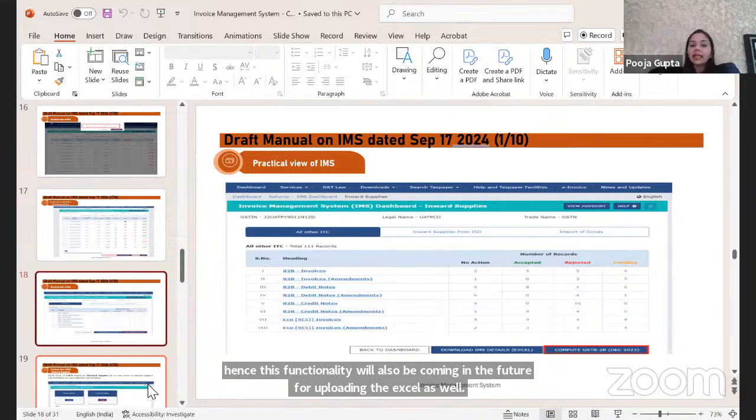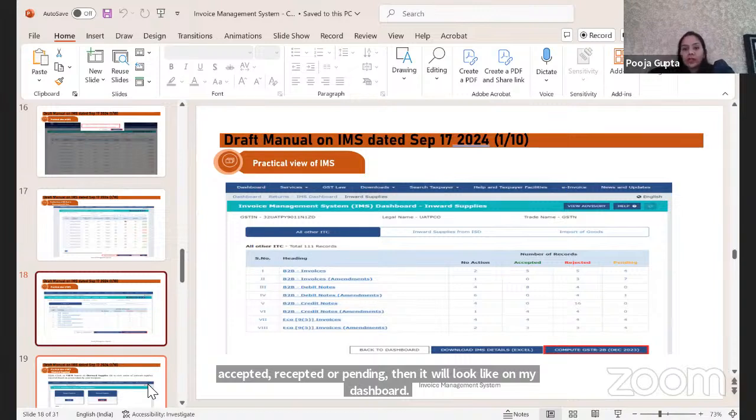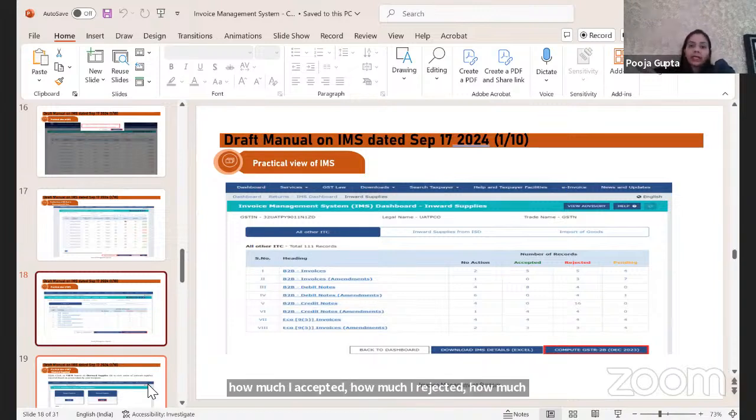Once I have either accepted, rejected, or kept pending, it will show on my dashboard how many total invoices, how many I accepted, how many I rejected, how many are pending. Then I can see the summary on my dashboard as well. Once I have finalized everything on the IMS dashboard, then I will compute my GSTR 2B. Then basis that, my GSTR 2B will get generated and basis GSTR 2B, our GSTR 3B will get finalized.